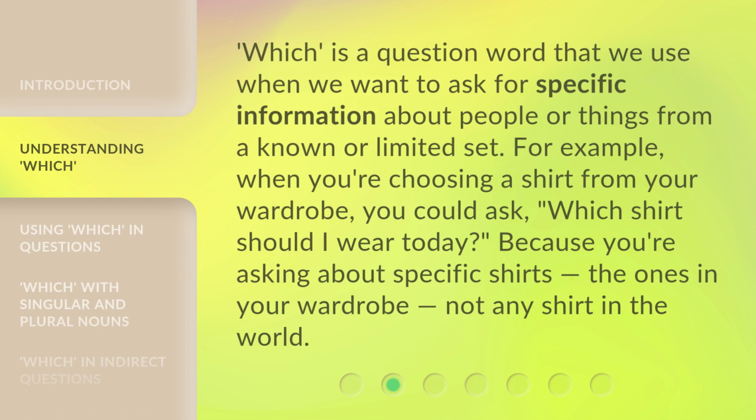"Which" is a question word that we use when we want to ask for specific information about people or things from a known or limited set. For example, when you're choosing a shirt from your wardrobe, you could ask, "Which shirt should I wear today?" Because you're asking about specific shirts, the ones in your wardrobe, not any shirt in the world.